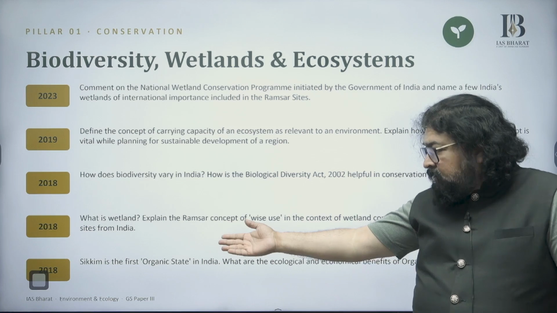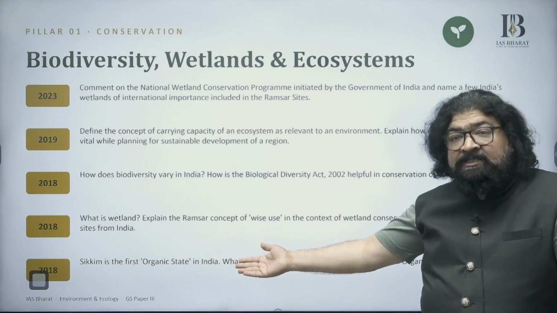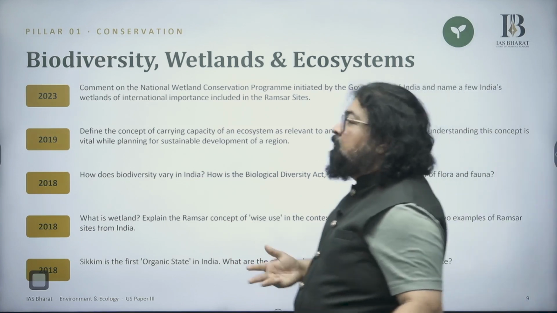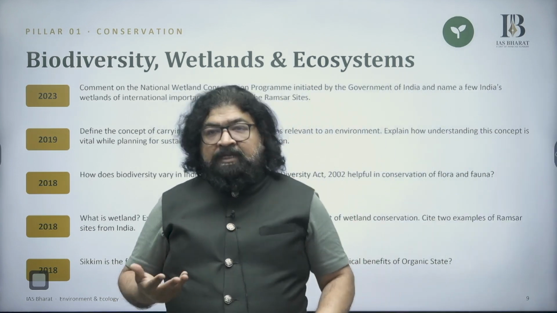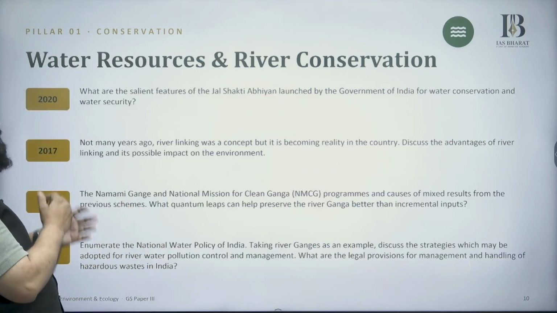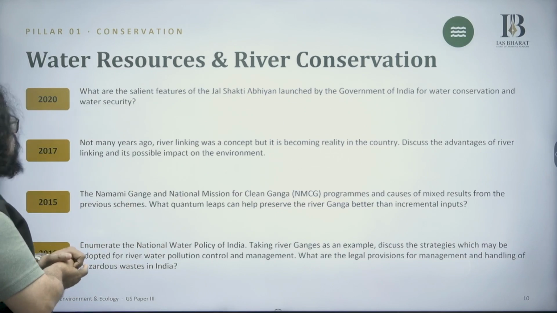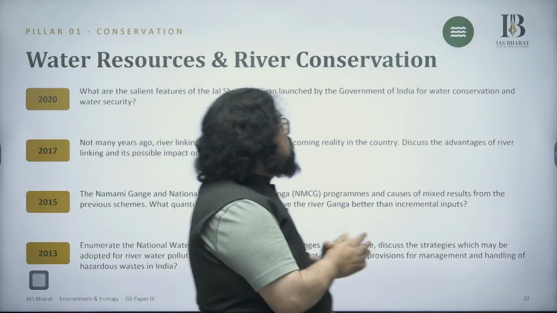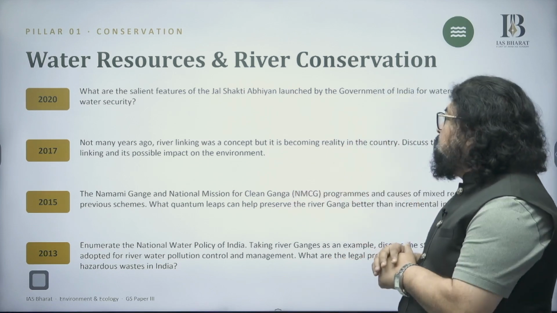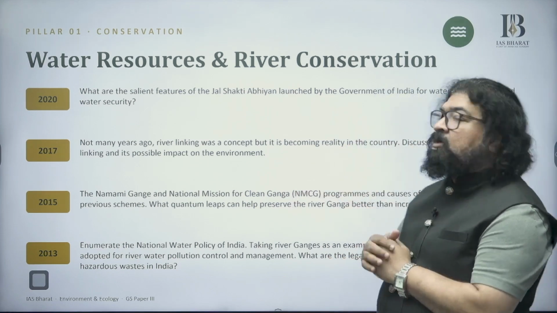Then comes here 2018, Sikkim is the first organic state of India. What are the ecological and economic benefits of being an organic state? Right, these are all very good questions. One can easily write them. Now the water resource and river conservation. 2020, what are the salient features of Jal Shakti Abhiyan? Again, a government program here, Ministry of Water, then water conservation, water security.